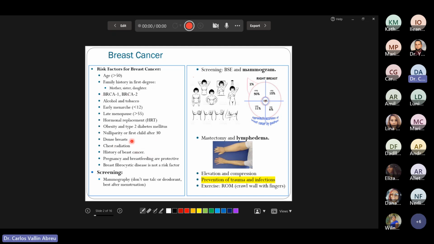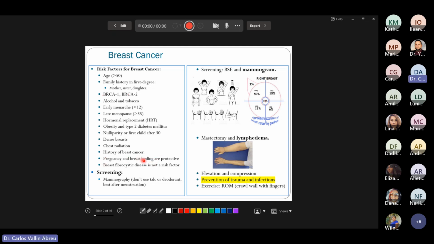Other, less commonly seen risk factors: having dense breasts. There are women that have very dense breasts in the mammography. It is associated with risk, but not important. I don't think it's going to be in your test. Another is history of chest radiation, or being in, I don't know, atomic bomb explosions, etc. Radiation always increases risk for any cancer. Previous history of breast cancer: if you have cancer in your right breast, you have increased risk of having cancer in your remaining breast, of course.